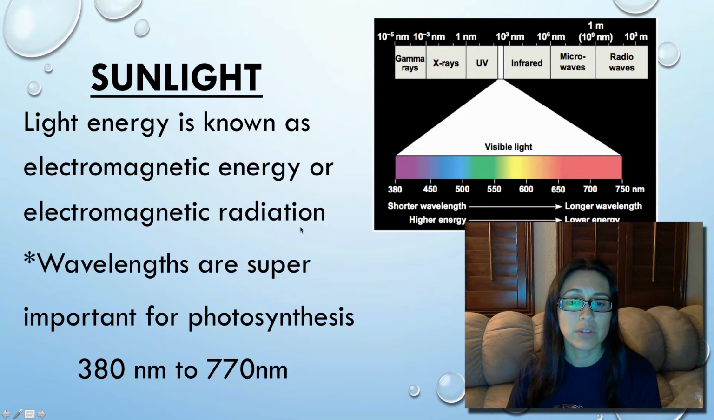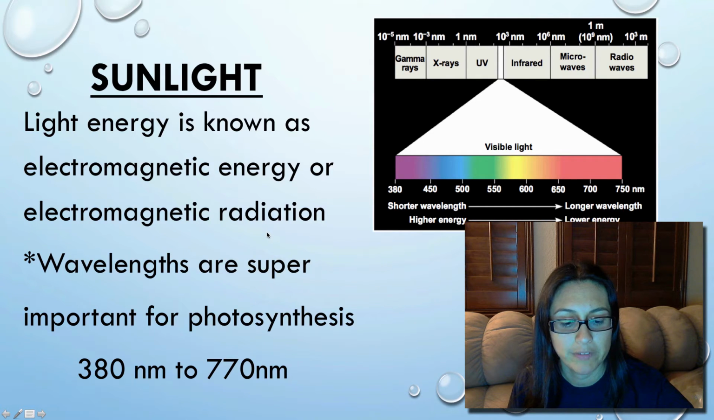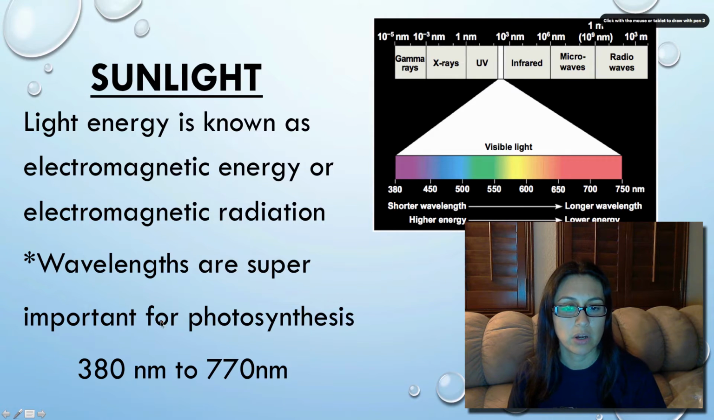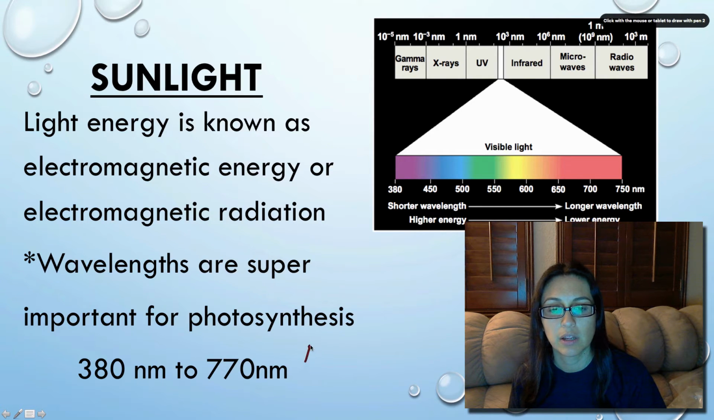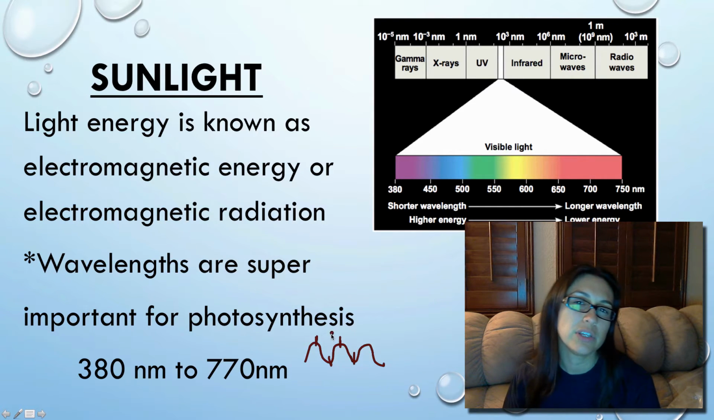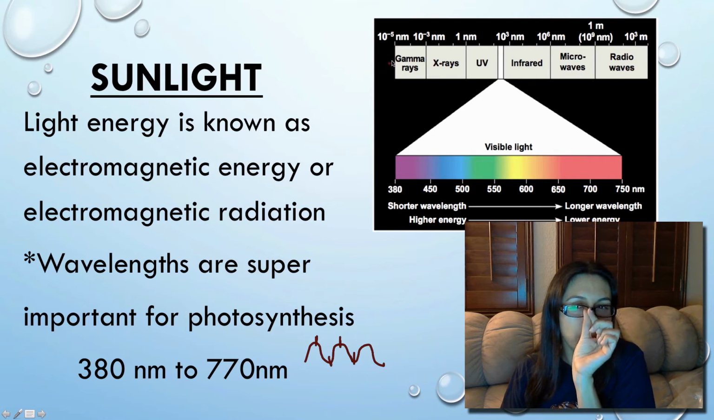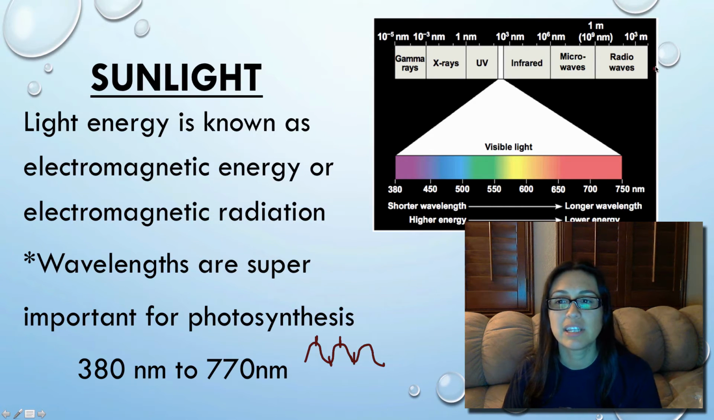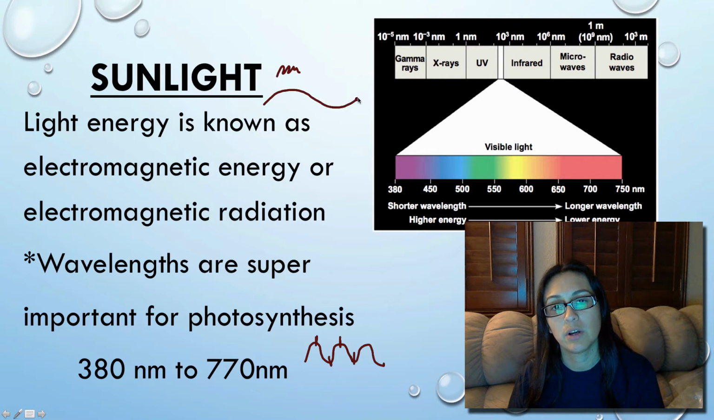So wavelengths are the distance from one wave to the next. If I were to draw a wave here, a wavelength you could measure from here to here, or you could measure from there to there. On this end of the spectrum, they have very, very small waves, so nanometers. Whereas here, radio waves, they can be kilometers long, so very long waves. So you have short waves that go really close together to long waves that are very drawn out.